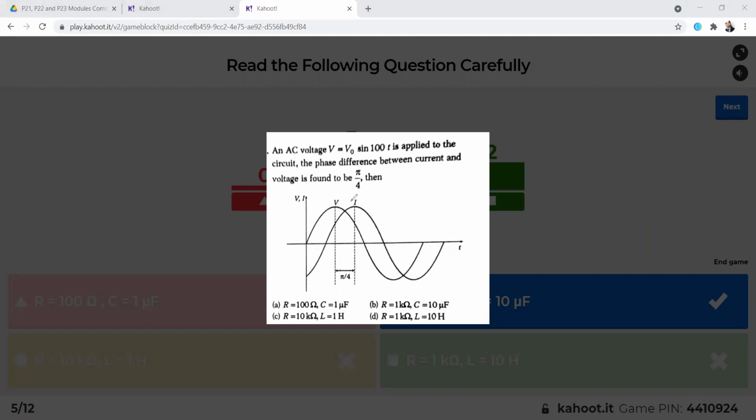Sir, here does voltage lead or does current lead? In this case, yes, voltage is leading. If voltage is leading, then it is the inductor, sir.